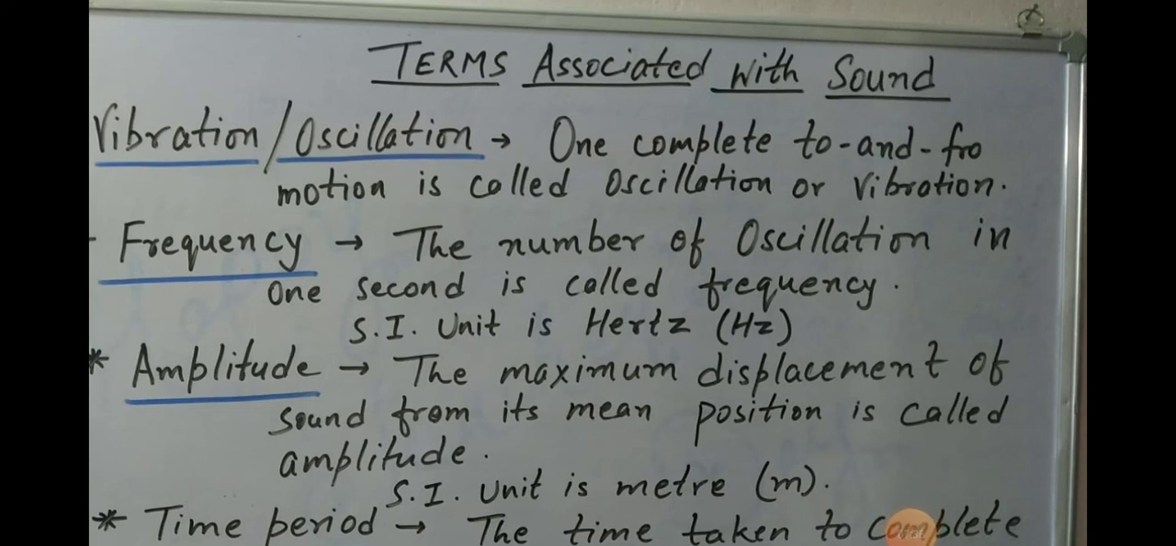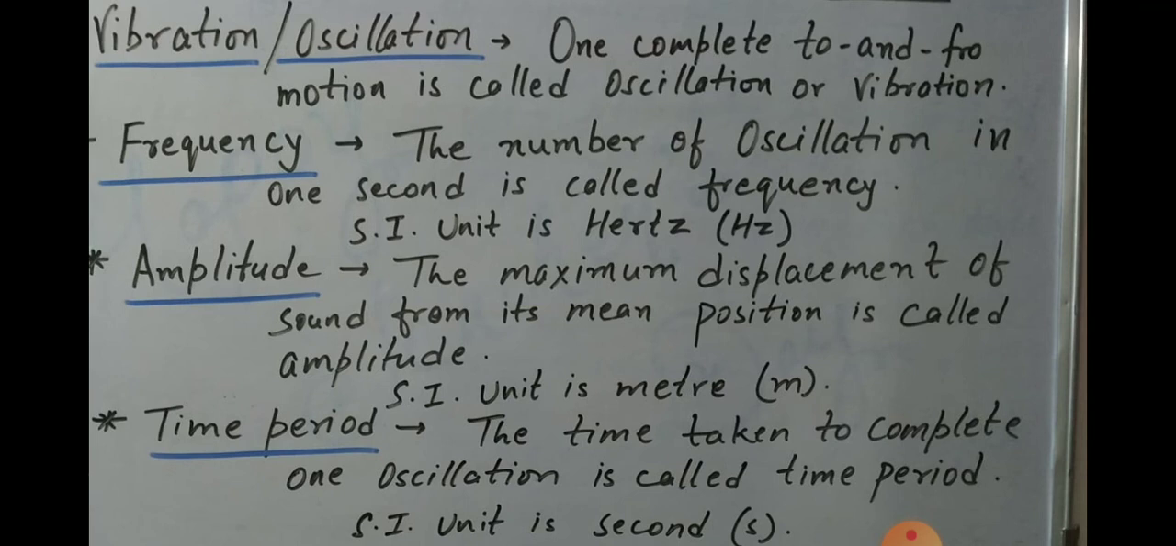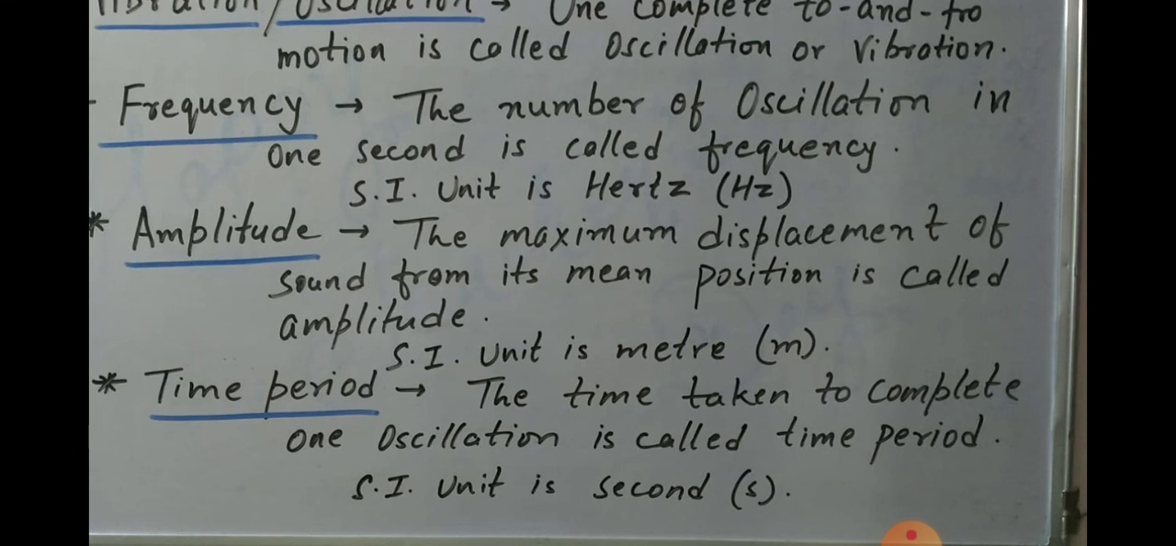So to learn the definitions, or to write the definitions, I have written here: first, vibration or oscillation. One complete to and fro motion is called oscillation or vibration. Then the frequency: the number of oscillations in 1 second is called frequency, and the SI unit of frequency is hertz. Amplitude: the maximum displacement of sound from its mean position is called amplitude, and the SI unit of amplitude is meter.